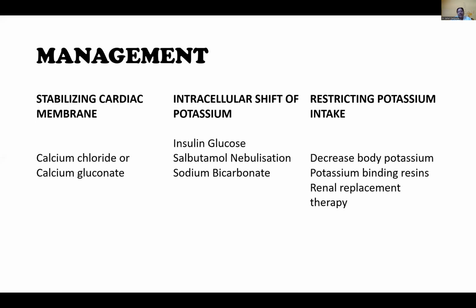And restricting potassium intake, that is, we have to decrease the body potassium. We have to remove all potassium containing fluids or medications. If we need an acute reduction of potassium, we can go for RRT, renal replacement therapy, and potassium binding resins.